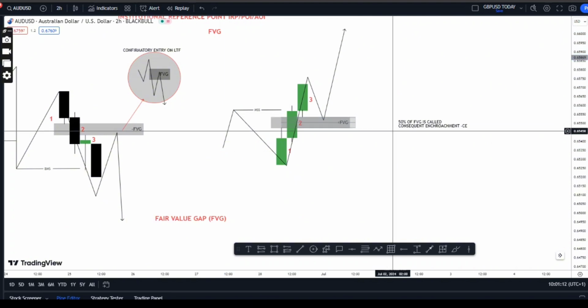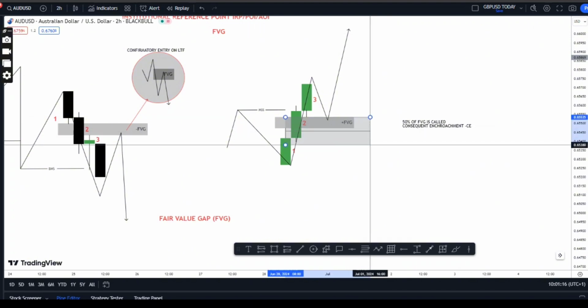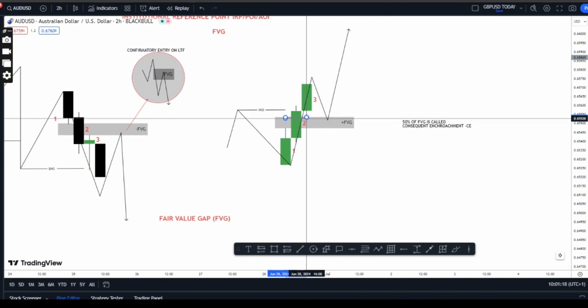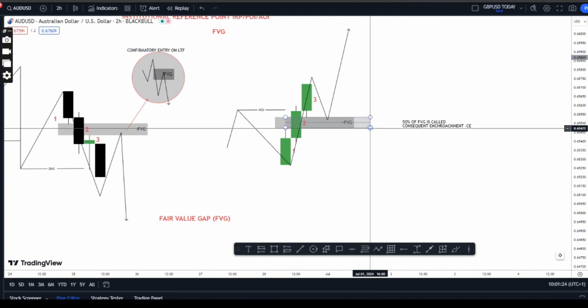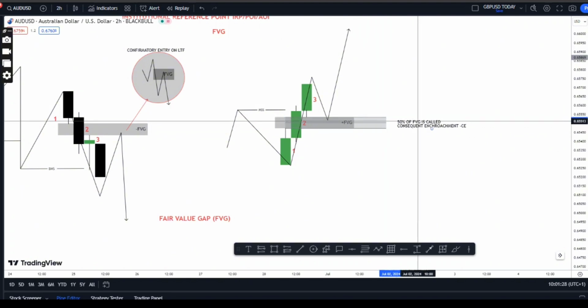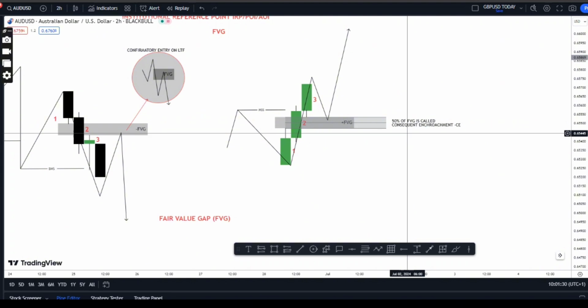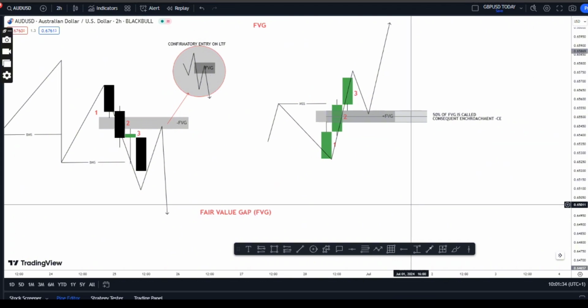So we were saying that the 50% of your fair value gap, you can use your Gann box tool, maybe your Fibonacci, draw from that wick right there to the other wick, and the middle in which they meet is called the 50% of your fair value gap. Institutionally speaking, we call it consequent encroachment. So 50% of your fair value gap is called consequent encroachment, guys.